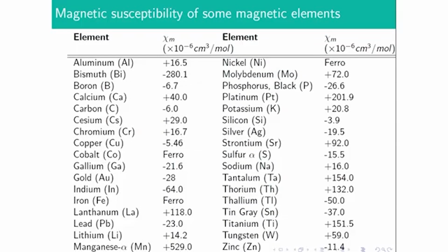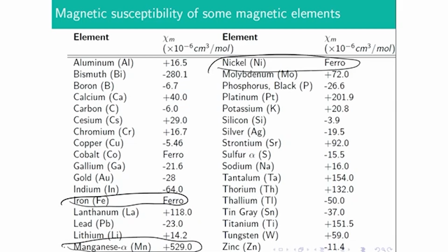A very large number of elements are presented here, and you see that there are these ferromagnets. Nickel is a ferromagnet, manganese is also a ferromagnet, and so on, and there is a varied degree of values of chi_m expressed in 10 to the power minus 6 centimeter cube per mole. This essentially gives you the same information that the periodic table gives, and here the numerical values are presented.